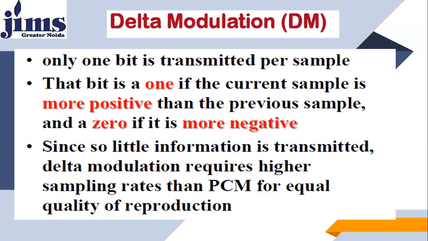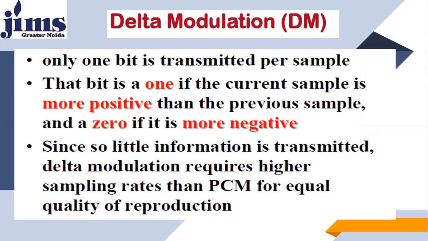The advantage of delta modulation is that one bit is transmitted per sample. If you compare this with pulse code modulation, where 3 bits are transmitted per sample, here only 1 bit is transmitted per sample. That bit is a 1 if the current sample is more positive than the previous sample, and a 0 if it is more negative.